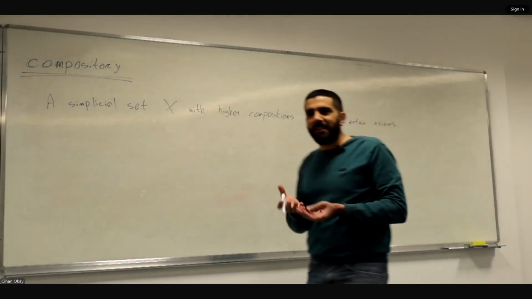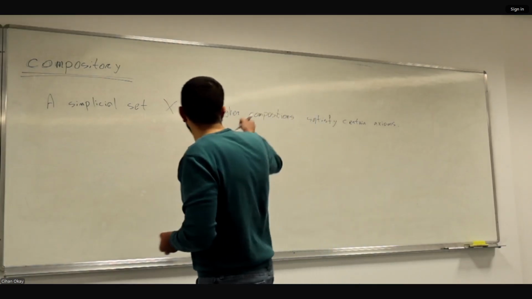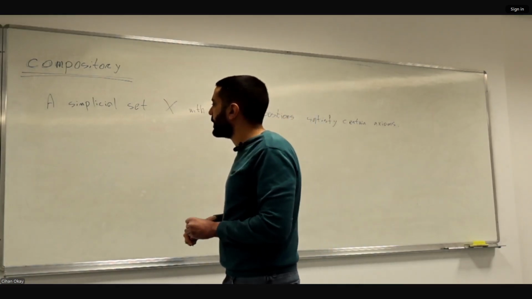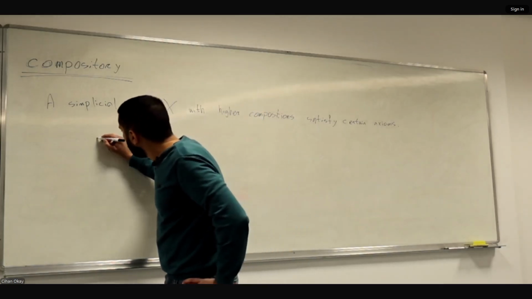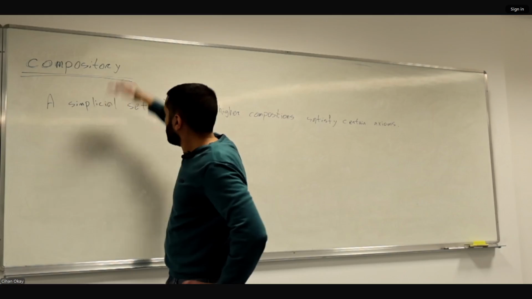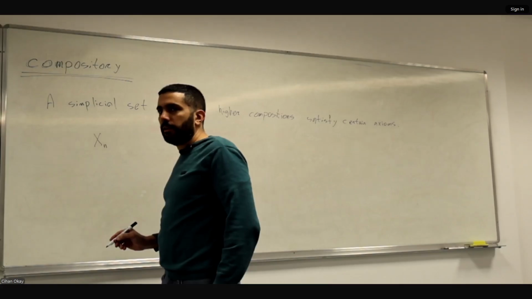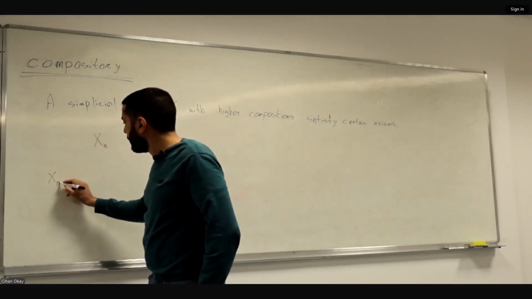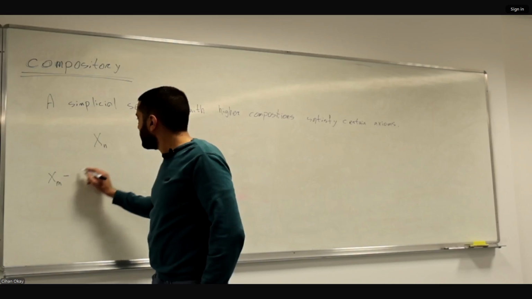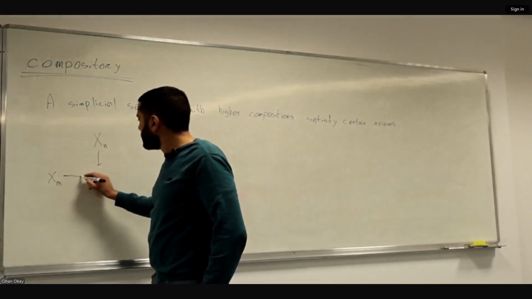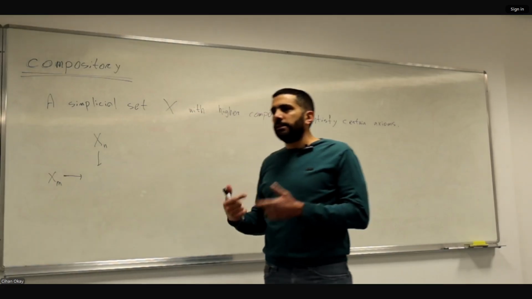What does that mean in detail? What do we mean by higher composition? If we are here in X, where X is a simplicial set, there is degree. If we are here in X_n, degree n, and here in X_m, then there is a map using the face maps.